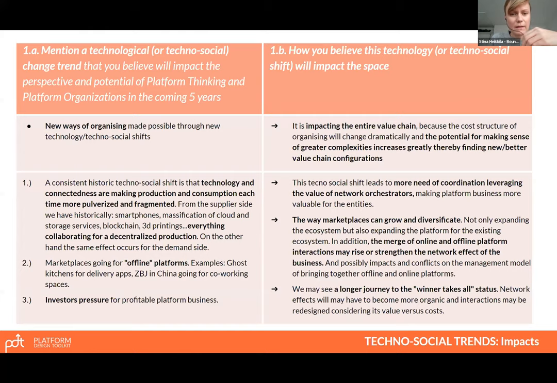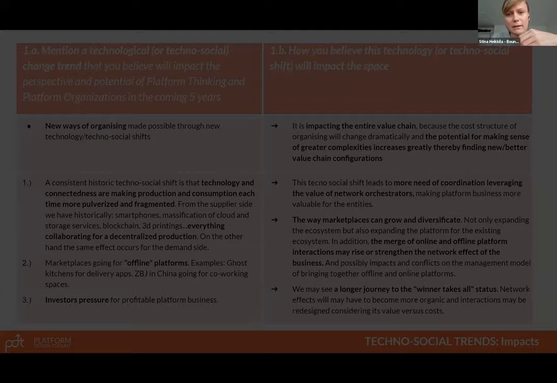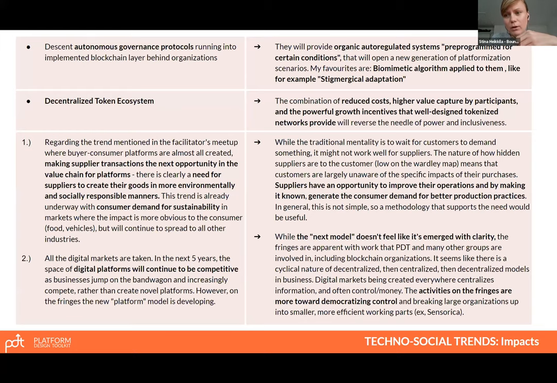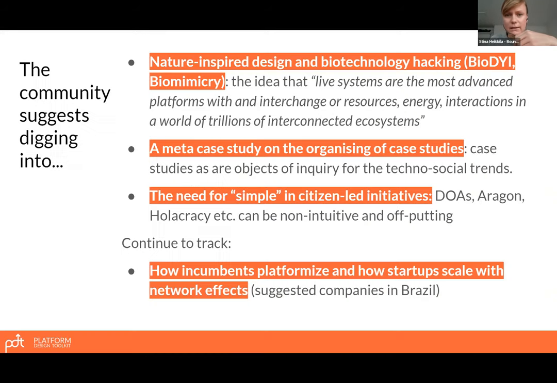One thing that was not captured in the summary was the opportunity, when the suppliers in the supply chain become more visible, to leverage the trend for demand for sustainability or certain production practices, as consumers will have increased visibility and power to demand desirable practices. For the case studies, we saw an interest in nature-inspired design, like biomimicry and also biotechnology DIY. We're sensing that we need to look more into how living systems can inspire ecosystem thinking. There's also interest in how we organize the case studies, because that will have an impact on how we frame the white paper.